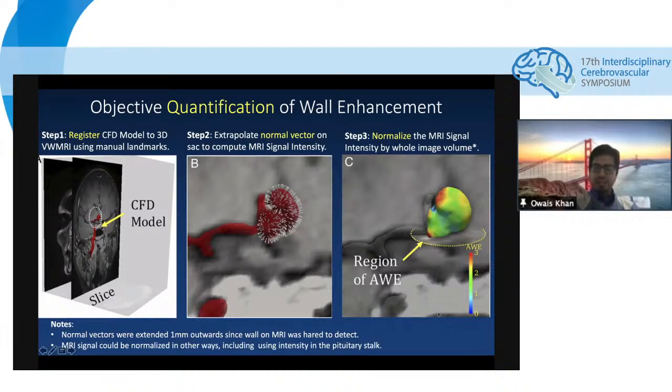And then I also did some normalization of the MRI signal intensity, because that can vary depending on the method you're using and the scanner you have. So for this, I normalized it based on the volume stack, but there are other methods to do it, such as using the pituitary gland or the intensity in that region. So this was broadly the framework we use for quantification of wall enhancement.